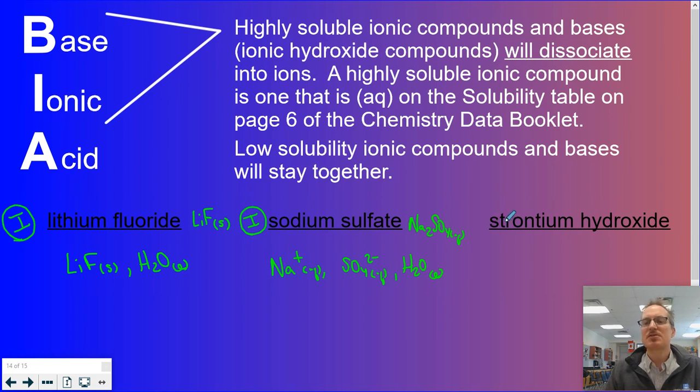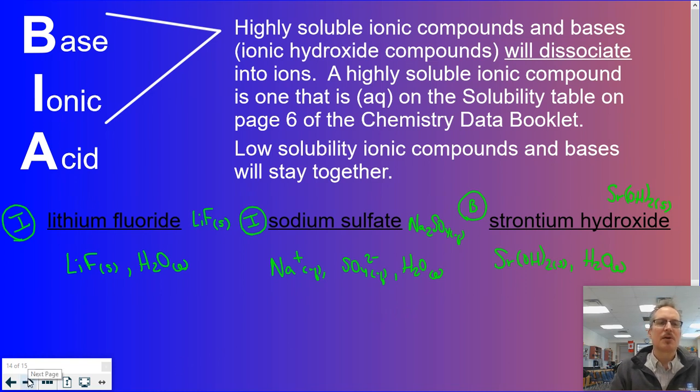The last one we're going to do is strontium hydroxide. Because it's a hydroxide, we know for a fact this is a base. So when I go to write this, this is Sr(OH)2. I checked my solubility. This has low solubility. So when I drop it into water, because this is low solubility, it's going to stay together. And of course, water is also going to be present. That's the one thing I like. Water is present in everything. You always have to write it down.